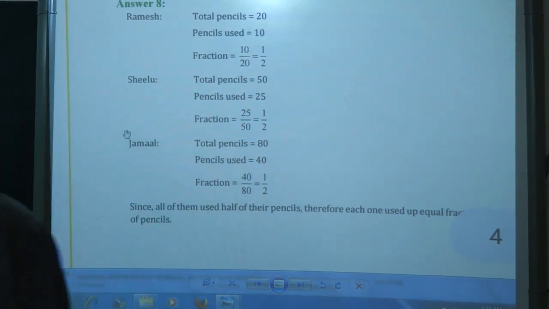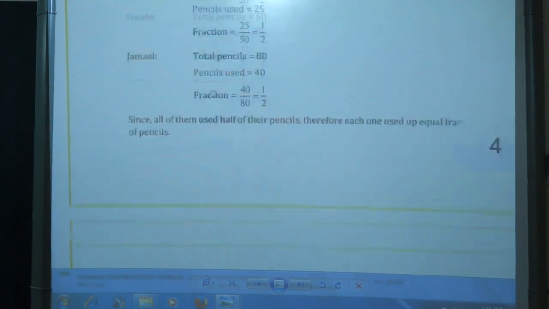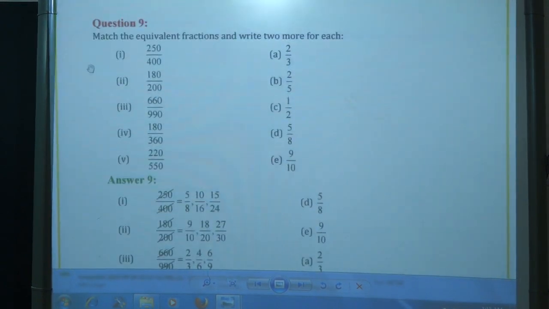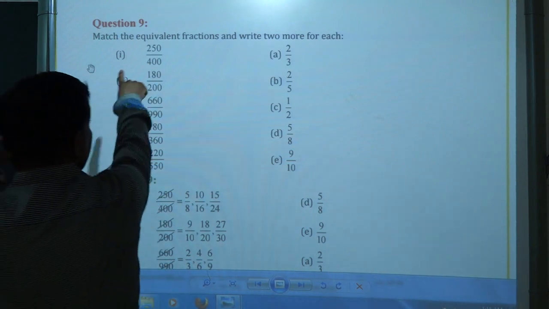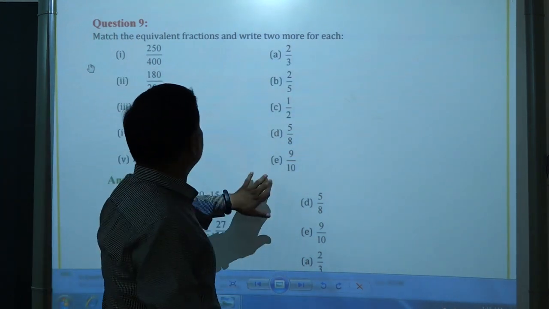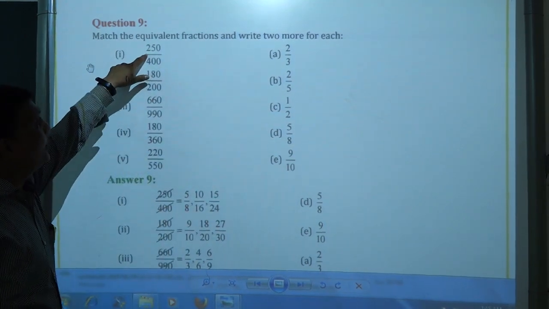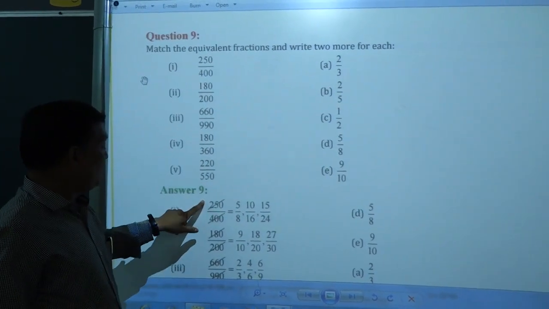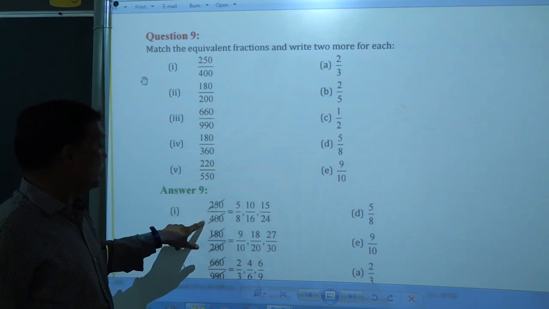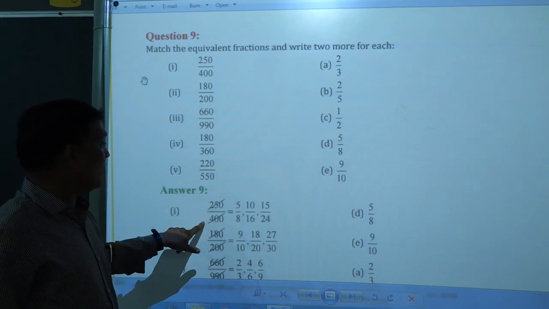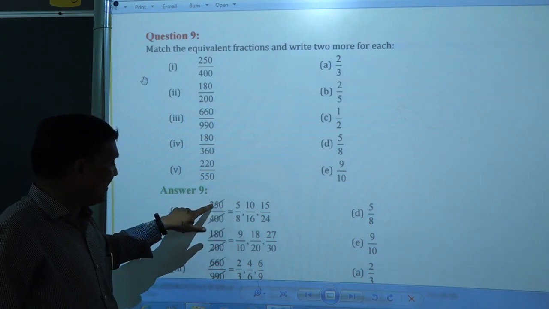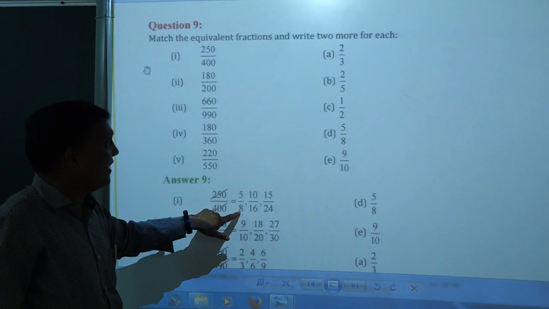Now next, last question. What do we have to do? Match the equivalent fractions. Reduce these numbers. 250 upon 400, when you reduce, what will it become? 0 0 cancel, 5 5s are 25, 5 8s are 40, so 5 upon 8.